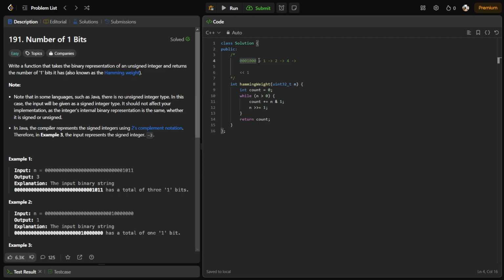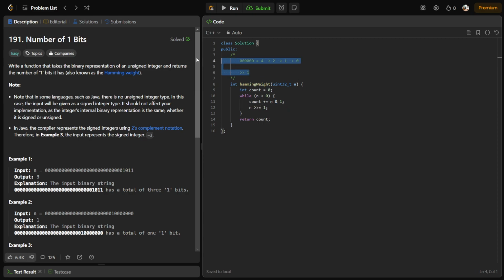Same thing, starting from 4, if we shift the bits to the right by 1, moving the 1 and zeros here, then this will turn into 2. Shift it again, it turns into 1, and we shift it again, then it will be just 0. That's basically what these two operations are.